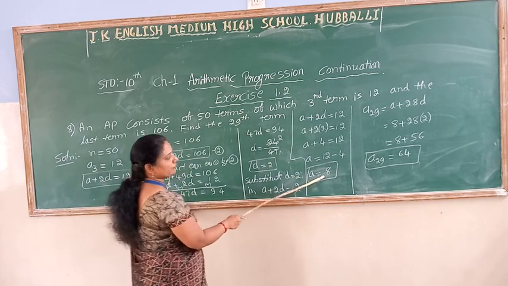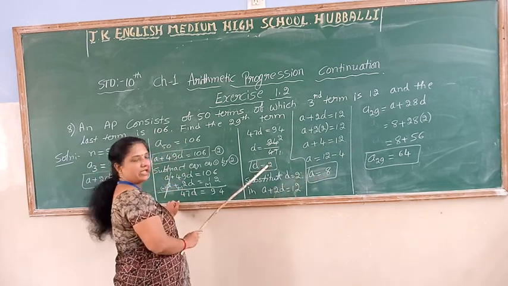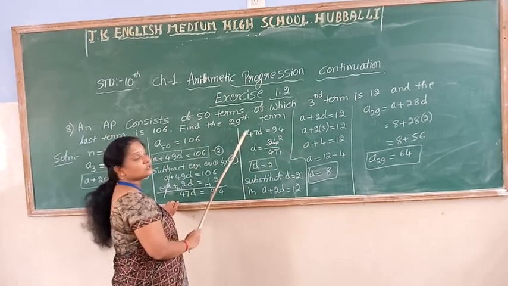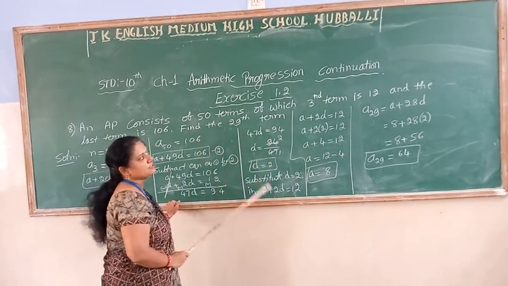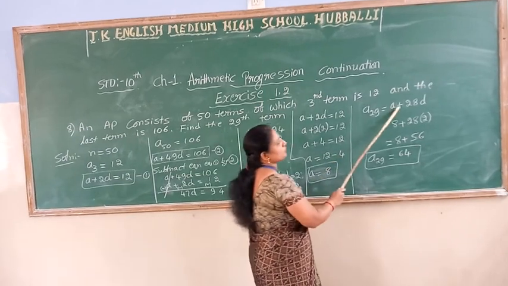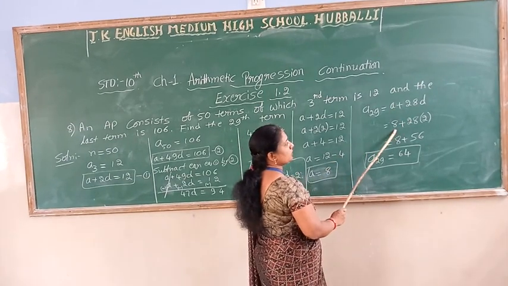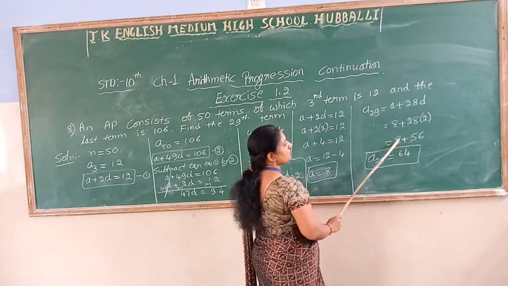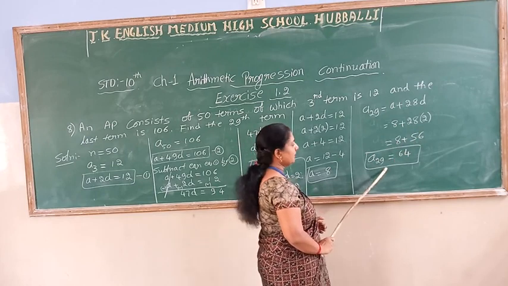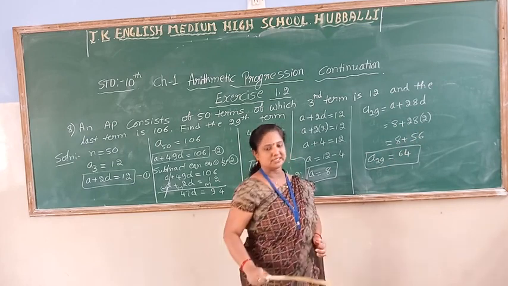After getting the value of a as 8 and the d value, we have to find the 29th term they gave in the question. So a29 is equal to a plus 28d is equal to 8 plus 28 into 2. So multiply and simplify, we get the 29th term as 64.